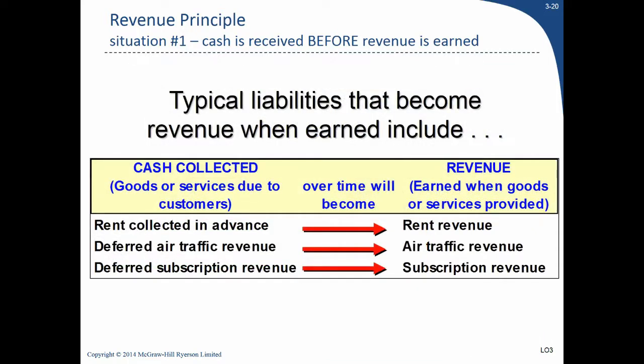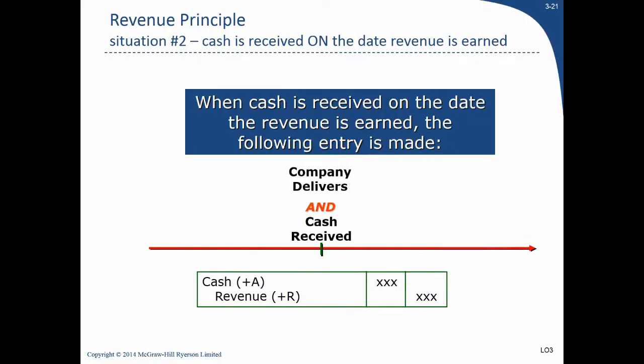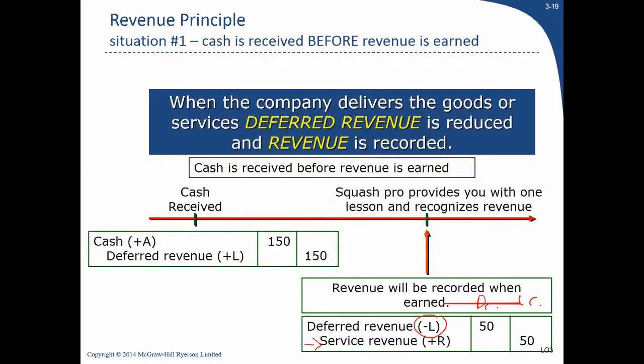So other examples, rent collected in advance. If your landlord collects 6 months of rent from you in advance, they don't recognize all the revenue that day. They recognize it as they provide you with the right to use the apartment. Rent collected in advance eventually becomes rent revenue. Okay? So that was an example where cash is received in advance.